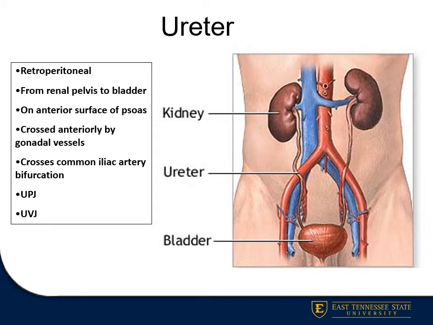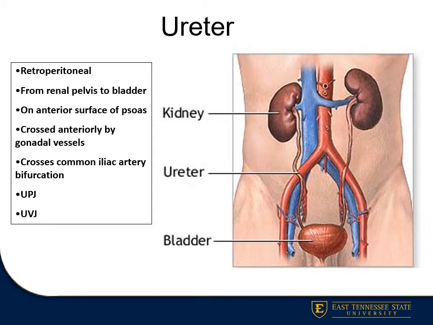There are two regions, which you see here in the box, called UPJ and UVJ, which are important for you to know about clinically and anatomically. The UPJ is the ureteropelvic junction, and that's where the ureter is originating at the pelvis of the kidney. And then there's the UVJ, which is the ureterovesicular junction, and that's where the ureter is inserting into the bladder. So these are important clinically.